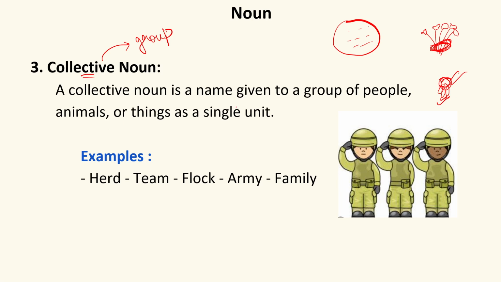Now, a collective noun is a name given to a group of people, animals, or things as a single unit. Examples: herd, team, flock, army, family. Herd of cattle, team of players, flock of sheep, army of soldiers, family of members. So our family is a collective noun and we all are the members of that family. Collective noun is actually the name given to the group.